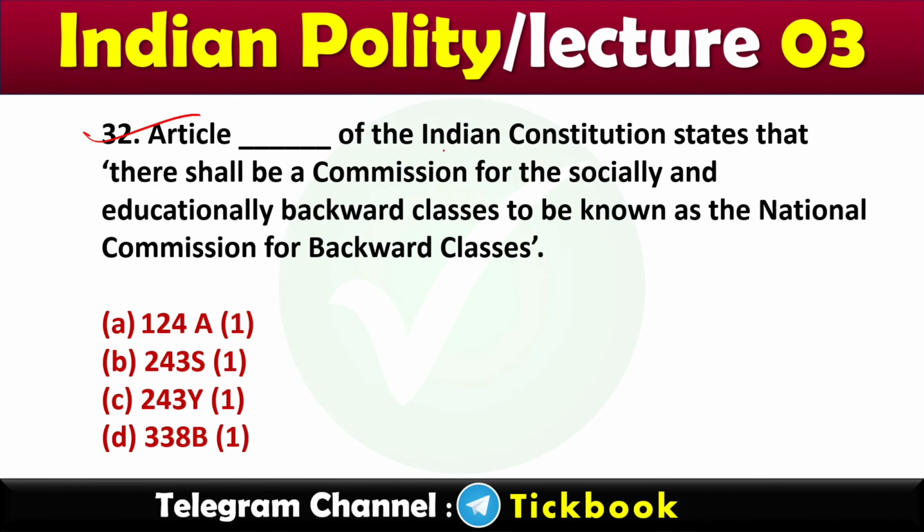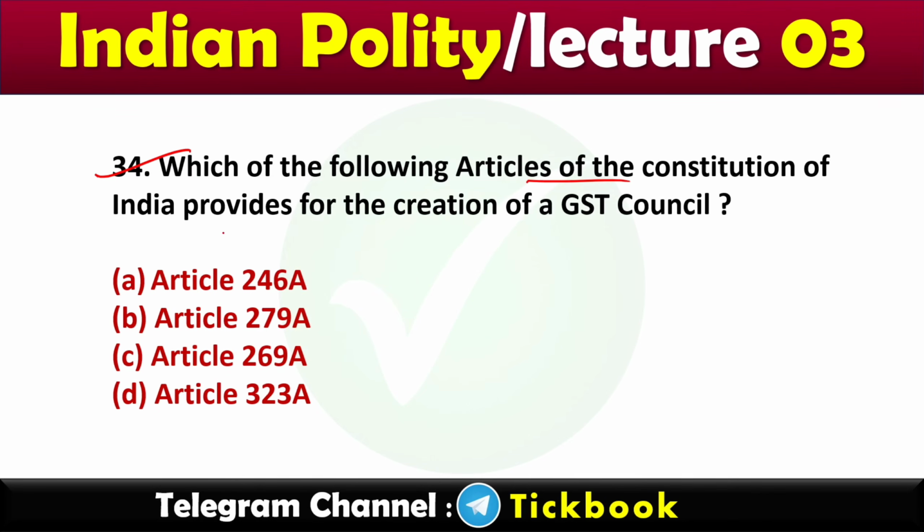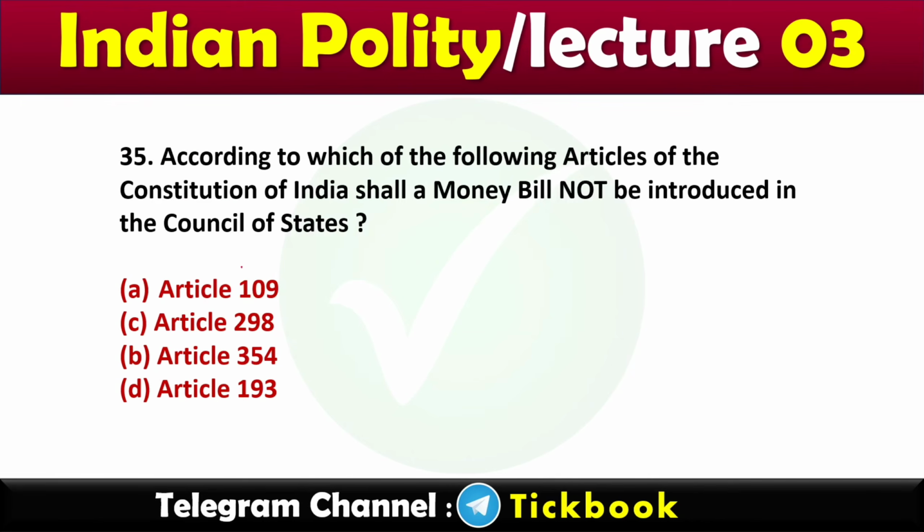32. Article dash of the Indian Constitution state that there shall be a commission for the socially and educationally backward classes to be known as the National Commission for Backward Classes. Option number D, Article 338B(1). 33. Which of the following articles of Indian Constitution states that Hindi in Devanagari script shall be the official language of the Union? Option number C, Article 343(1). 34. Which of the following articles of the Constitution of India provides for the creation of a GST Council? Number B, Article 279A.